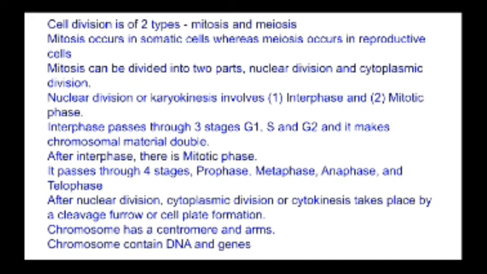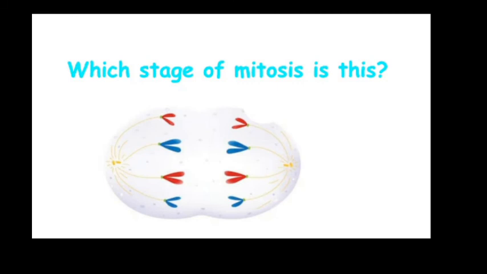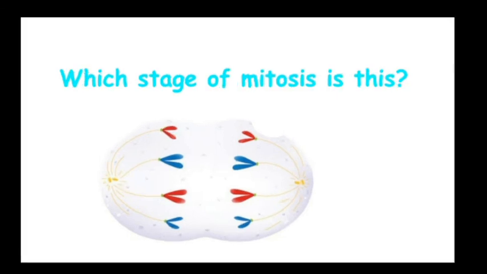Chromosome has a centromere and arms. These chromosomes contain DNA and genes. This picture shows a stage of mitosis. Can you identify this? We can see the sister chromatids are going apart to poles.